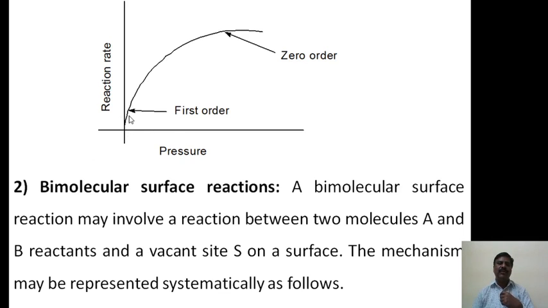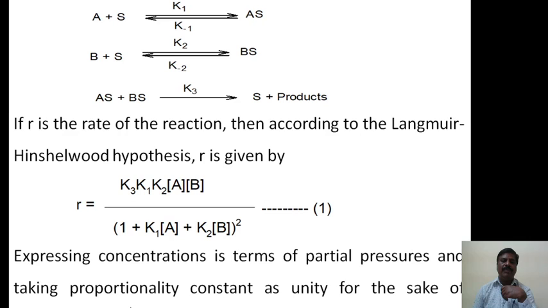At low pressure it becomes first order. At high pressure it becomes zero order. That can be explained in the unimolecular surface reaction. Now coming to the bimolecular surface reaction. A bimolecular surface reaction may involve a reaction between two molecules, A and B reactants, and a vacant site S on the surface. This mechanism can be represented schematically below.